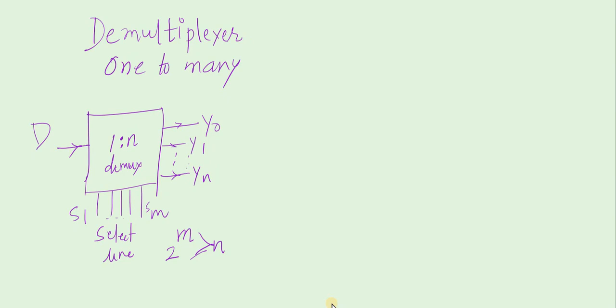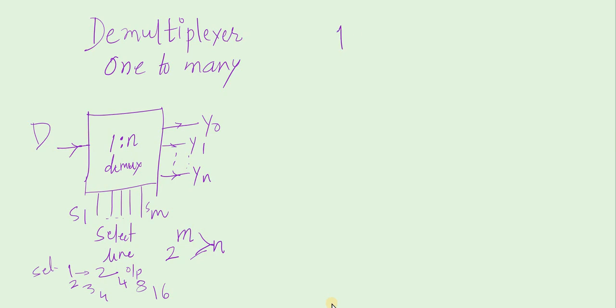So if there is a single select line, then there can be 2 outputs. If there are 2 select lines, there can be 4 outputs. 3 select lines, there can be 8 outputs. 4 select lines, there can be 16 outputs. This is same as in case of multiplexer.